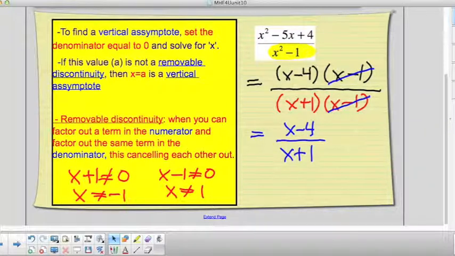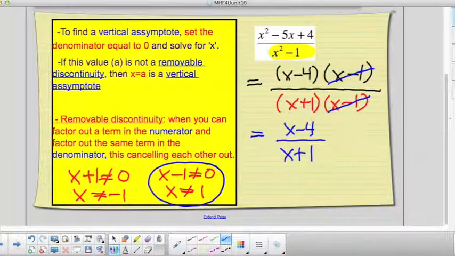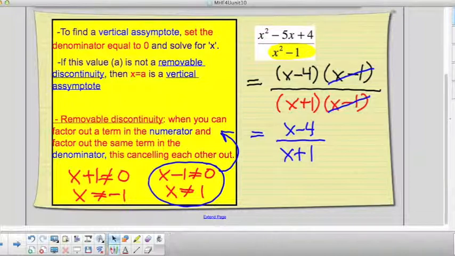But now we're going to go one step further with this definition of the removable discontinuity. When you can factor out a term in the numerator and factor out the same term in the denominator, thus canceling each other out. So when we transformed our equation into factored form, what cancels out here? What cancels out? Yes, x minus 1. So that means that x minus 1 is our removable discontinuity. So at the point x is equal to 1, this is going to be my removable discontinuity. That leaves me with my vertical asymptote.